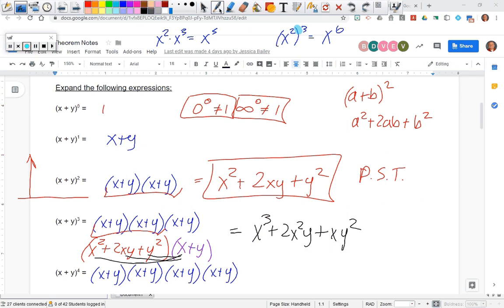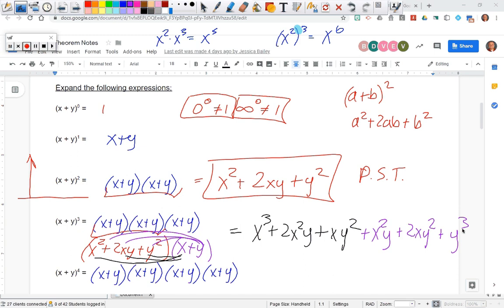Alright, here we go. Now, if I distribute this y on all three terms, I would get x squared y, and if you find a mistake, I will give you the 100 points each time. 2xy squared and y cubed. So after I've distributed and I've gotten rid of those parentheses, I'm ready to combine like terms.